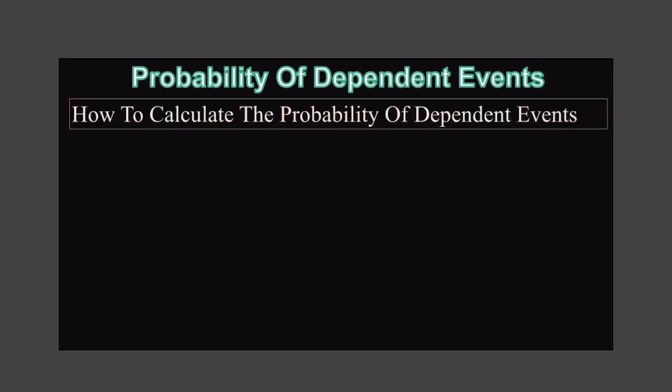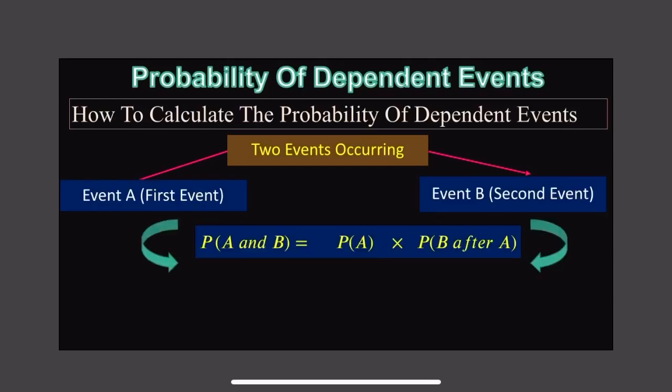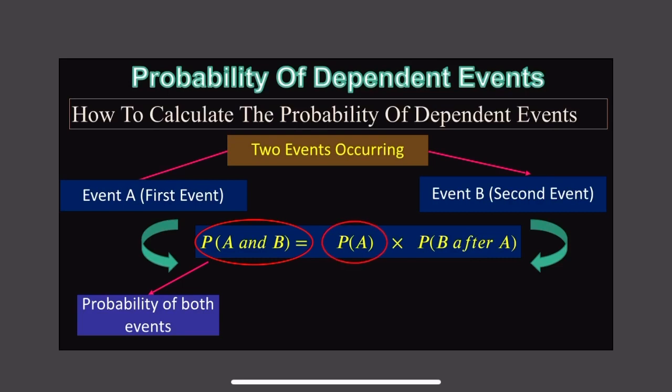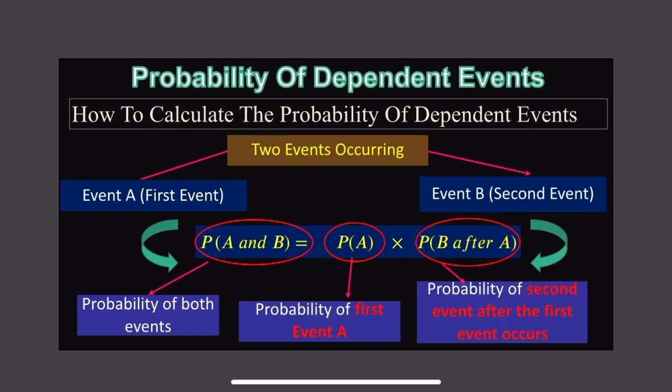Let's see how we can combine this and calculate the probability of dependent events. Since we have 2 events occurring, we have the first event as A and the second event as B. When we combine both events together, the probability of A and B, or probability of both events, is the product of the first event and the second event together. So that is the probability of the first event multiplied by the probability of the second event, that is B after A, meaning the probability of the second event after the first event occurs.